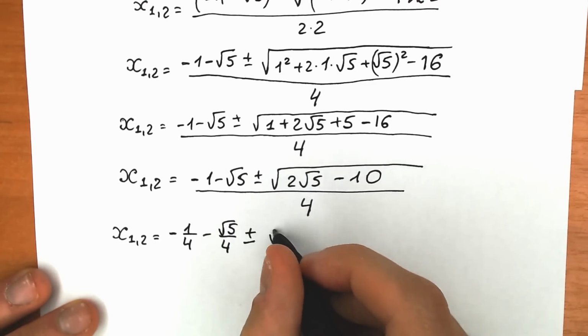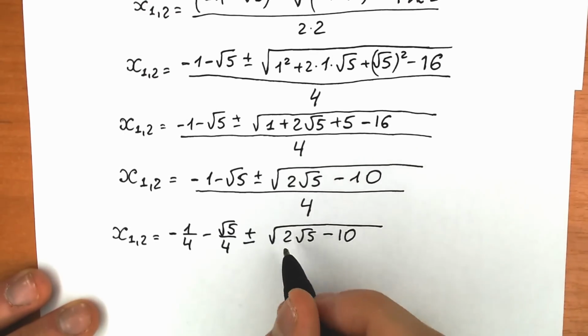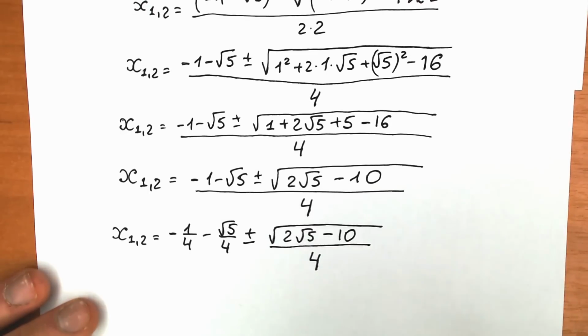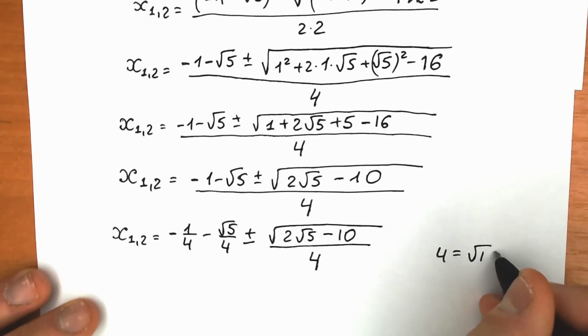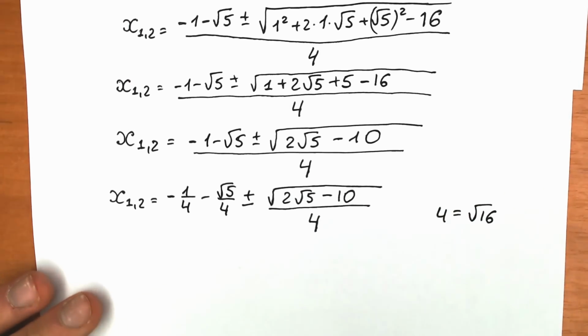So we can write it as square root of 2 square root of 5 minus 10, and we divide it by 4. But right now, the next step, let's bring this 4 inside the square root, okay? So we can easily write this 4 as a square root of 16, and we can easily bring this 16 inside of this square root sign, okay?